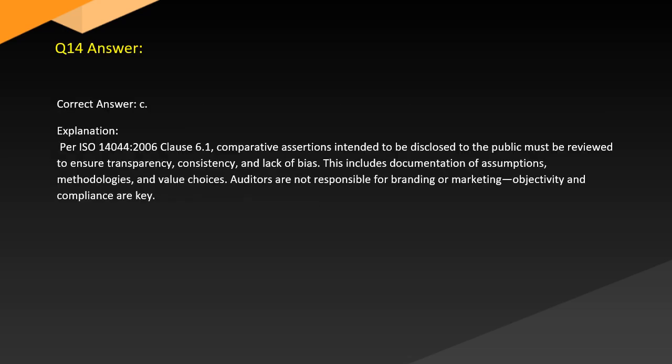Answer. Correct answer: C. Explanation. Per ISO 14044:2006 clause 6.1, comparative assertions intended to be disclosed to the public must be reviewed to ensure transparency, consistency, and lack of bias. This includes documentation of assumptions, methodologies, and value choices. Auditors are not responsible for branding or marketing. Objectivity and compliance are key.